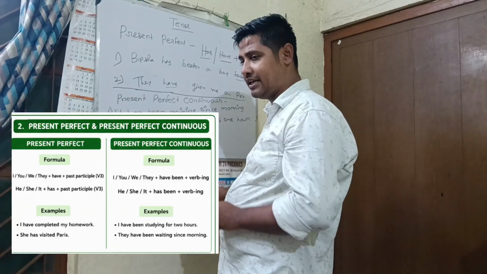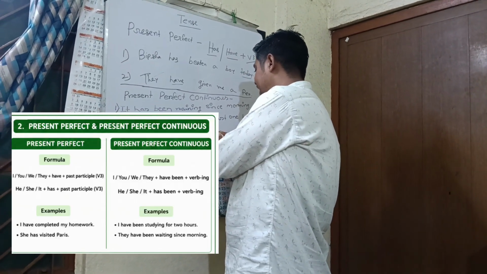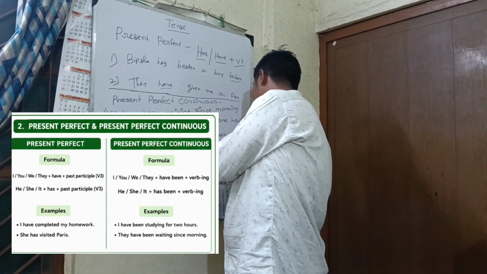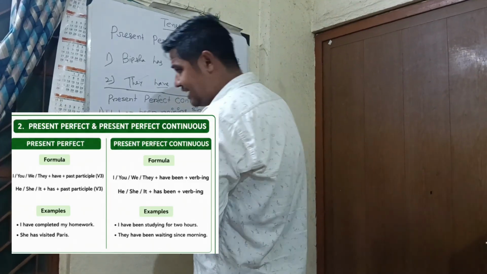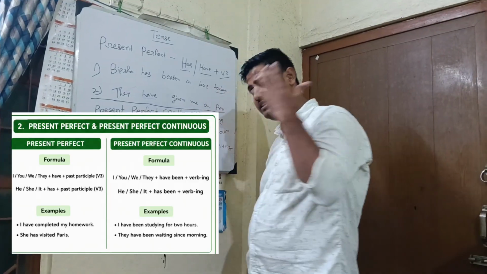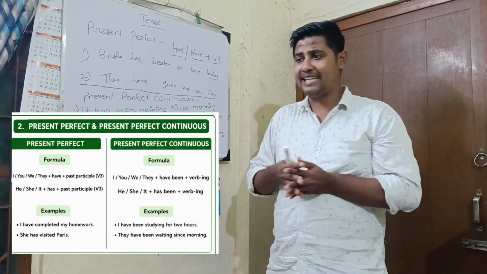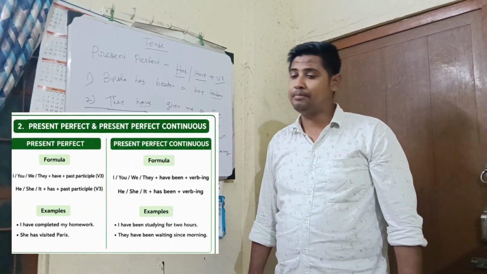She forgot to actually write the formula, so it should be has or have plus been plus verb plus ing. It is very simple. Any work that has begun in near past and is still going and which is likely to go on in near future, for that we use present perfect continuous tense.